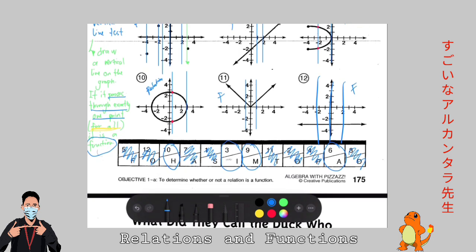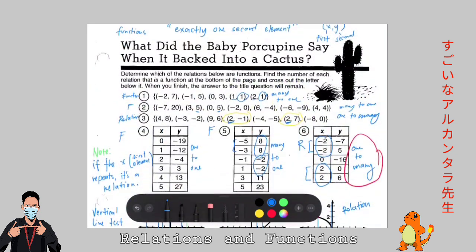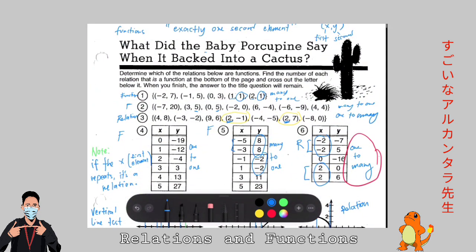Now, what's the secret message here? H-I-M-A. Is it Hima? No. What did the baby porcupine say when it backed into the cactus? It's actually Hi-ma. Get it? Because the cactus has thorns. Same with the porcupine. Haha, Hi-ma. Funny, right? Anyway, I don't know if this is still funny to you guys, but that's basically the joke here.